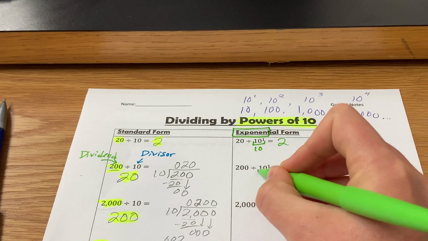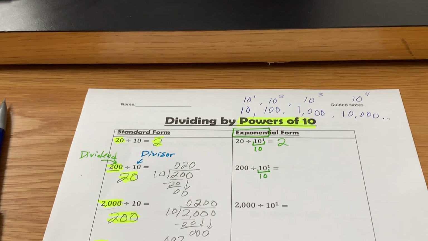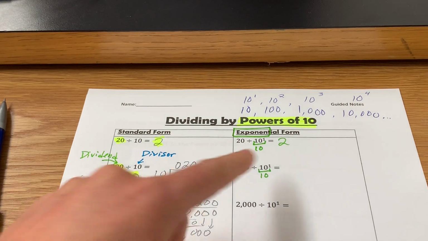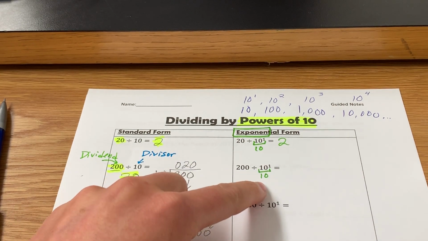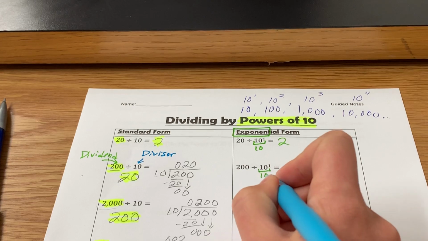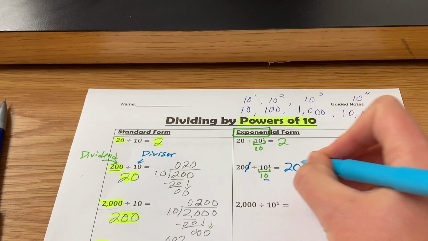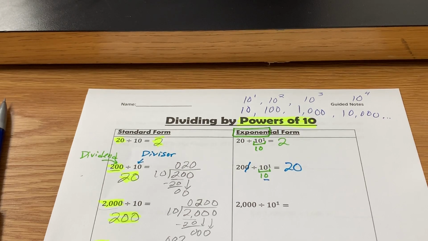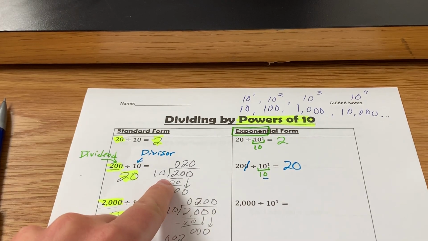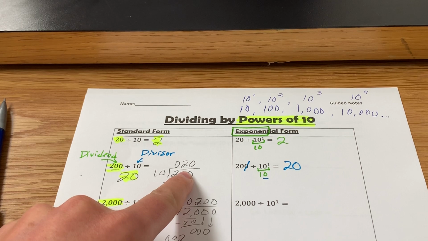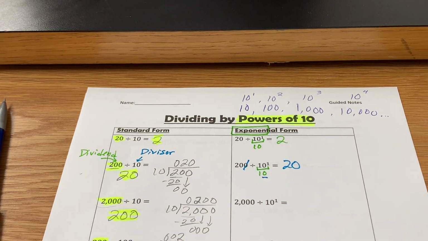Now 200 divided by 10 to the first power, well, again, I know 10 to the first power is equal to 10, so I can just rewrite that as 10. And now I'm going to use my previous trick. So 200 divided by 10, I have 1 zero here, so I'm going to eliminate 1 zero, and my answer is 20. And that is true. If you want to set up the long division, oh my goodness, we actually already did the long division over here, and our answer was indeed 20.